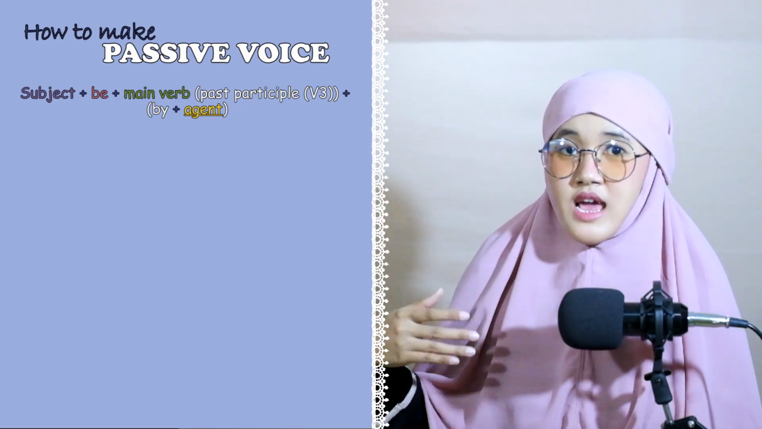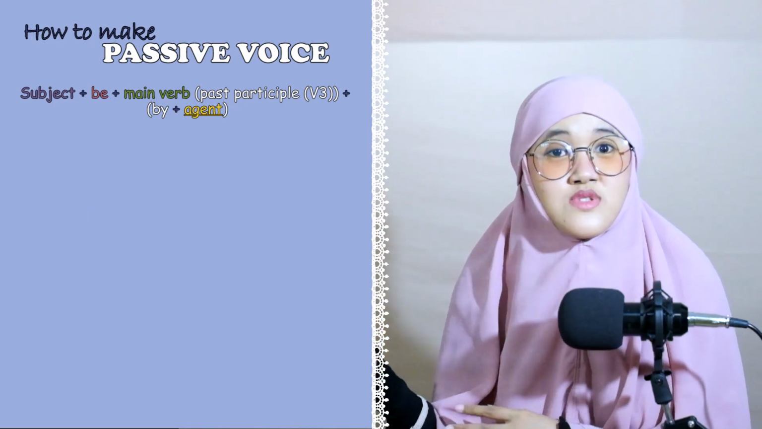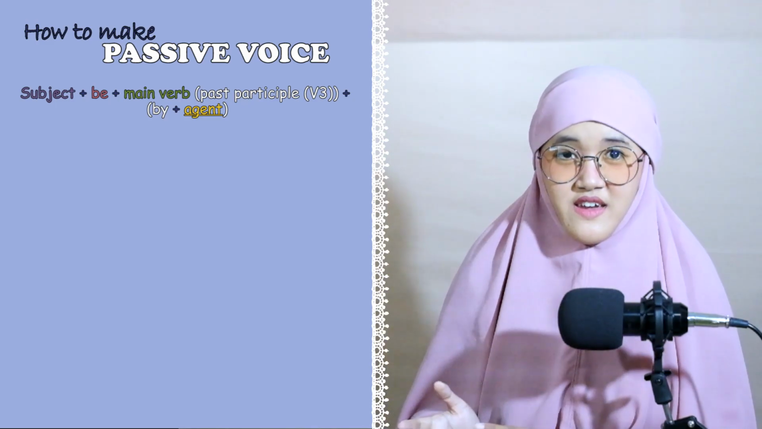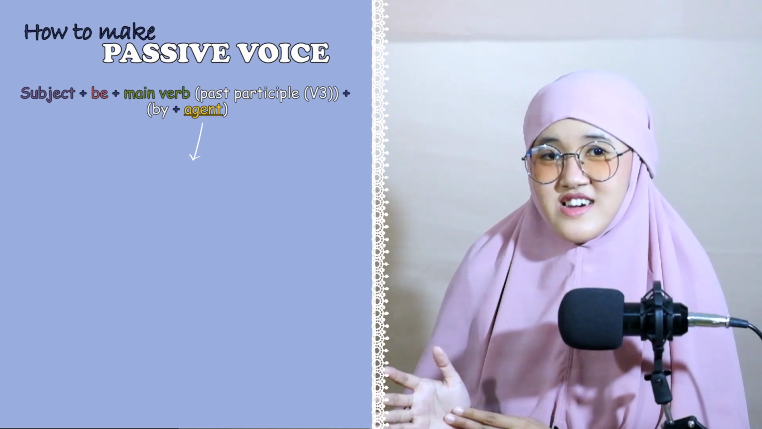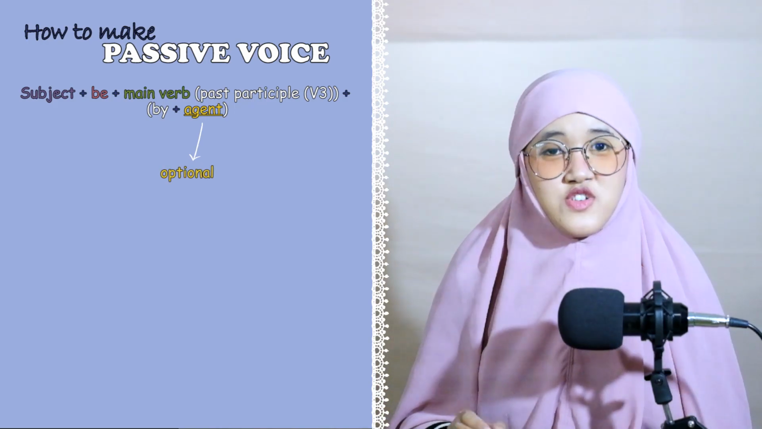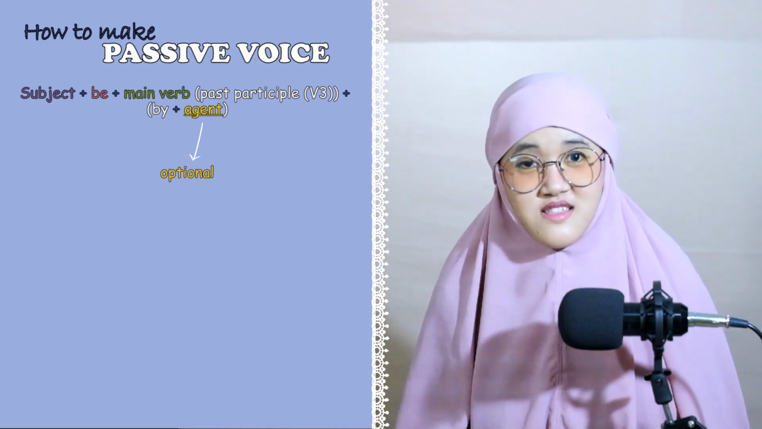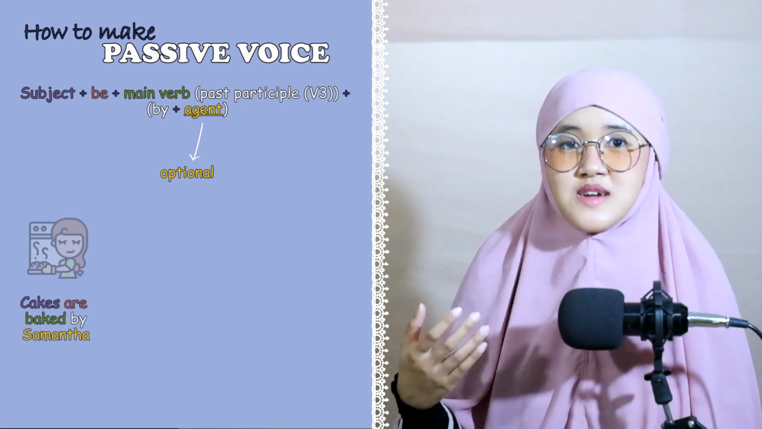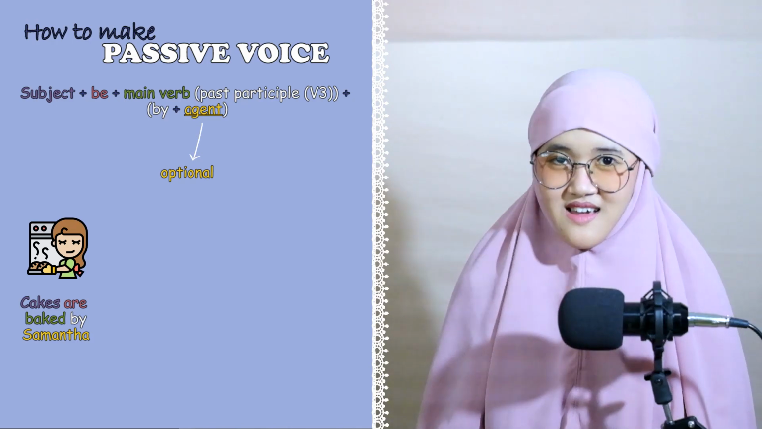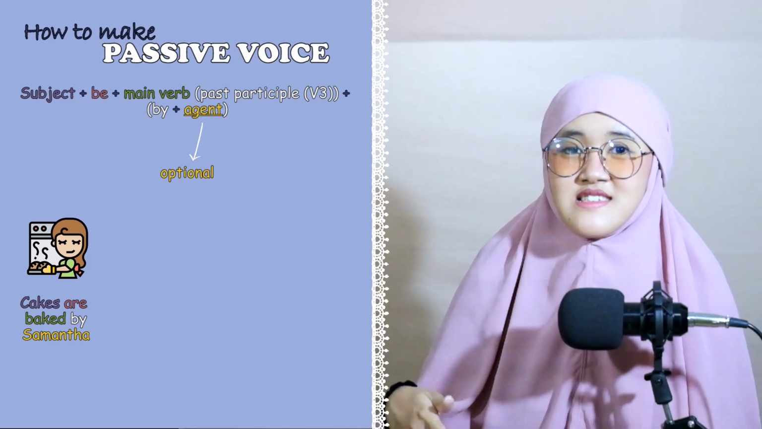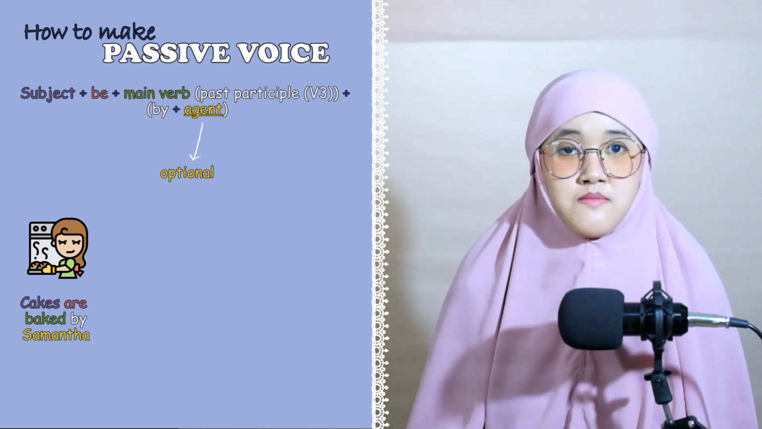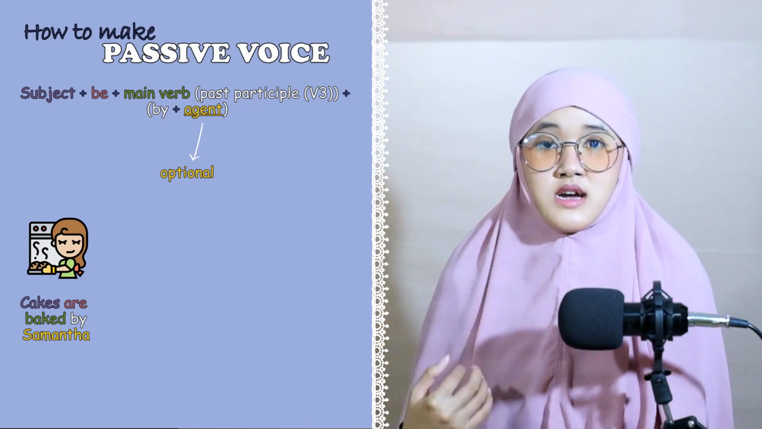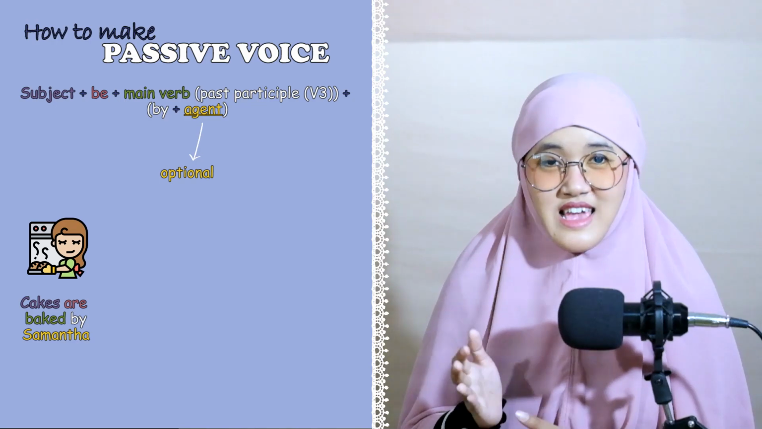If there is an agent or someone who does the action, it is introduced with by. But the agent here is optional, so you can use it or not. It's up to you. Cakes are baked by Samantha. Here, Samantha is still doing the action, but cakes is the subject. They are receiving Samantha's action.